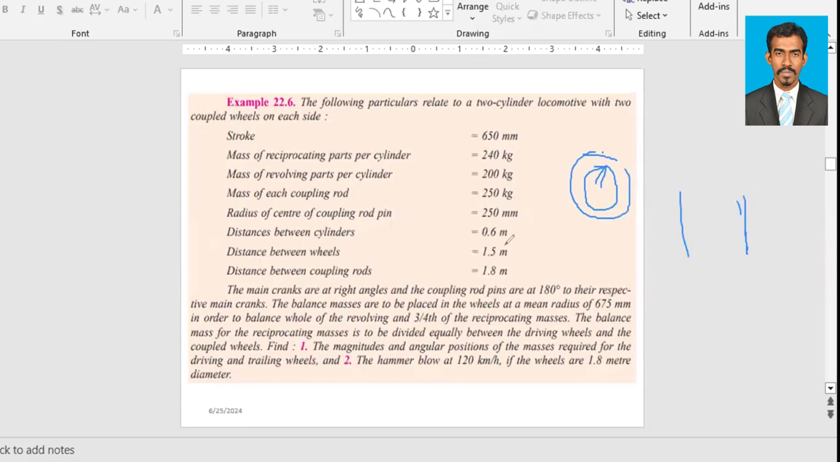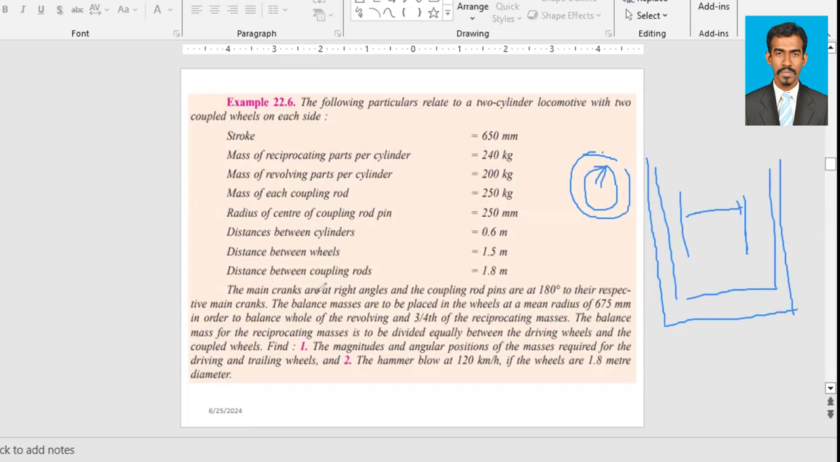Distance between the wheels is 1.5 meter. From this we know that this is an inside cylinder because the wheels are outside. This is 1.5 meter and this is 0.6 meter. And the distance between the coupling rods is 1.8 meter, so the coupling rods would be somewhere here further outside. So this is how the schematic of the data is going to be. Now we'll see what the question is.